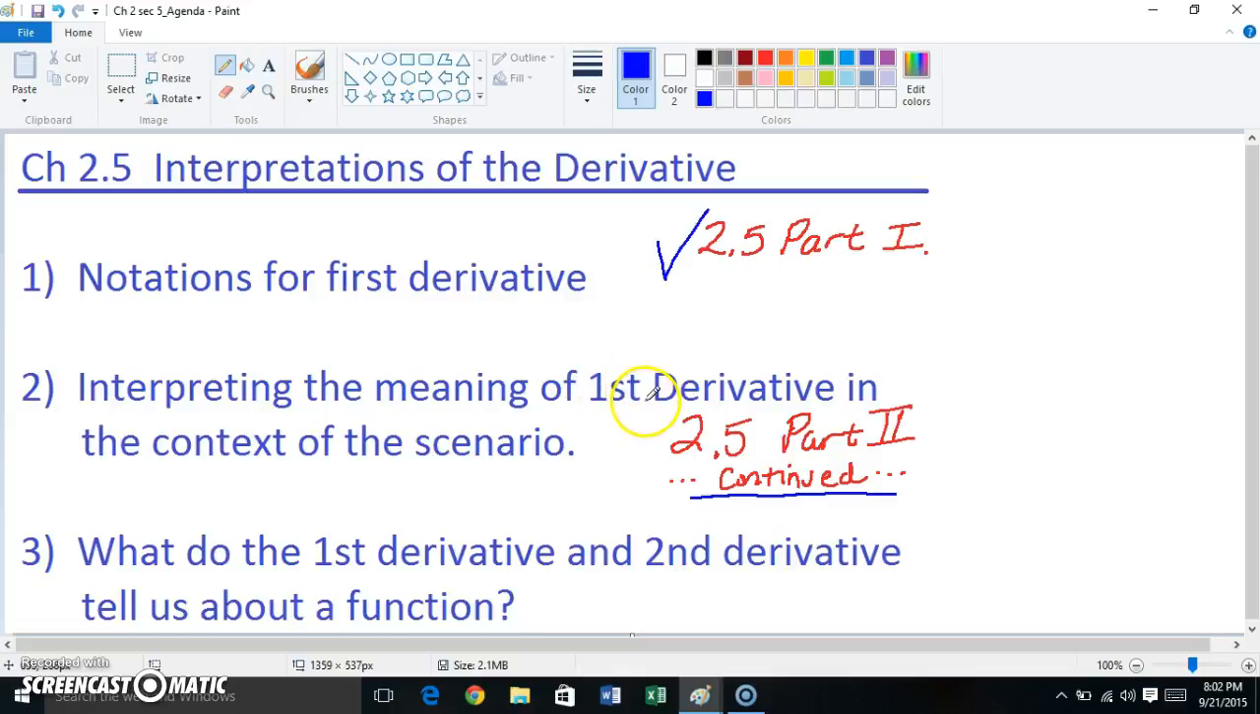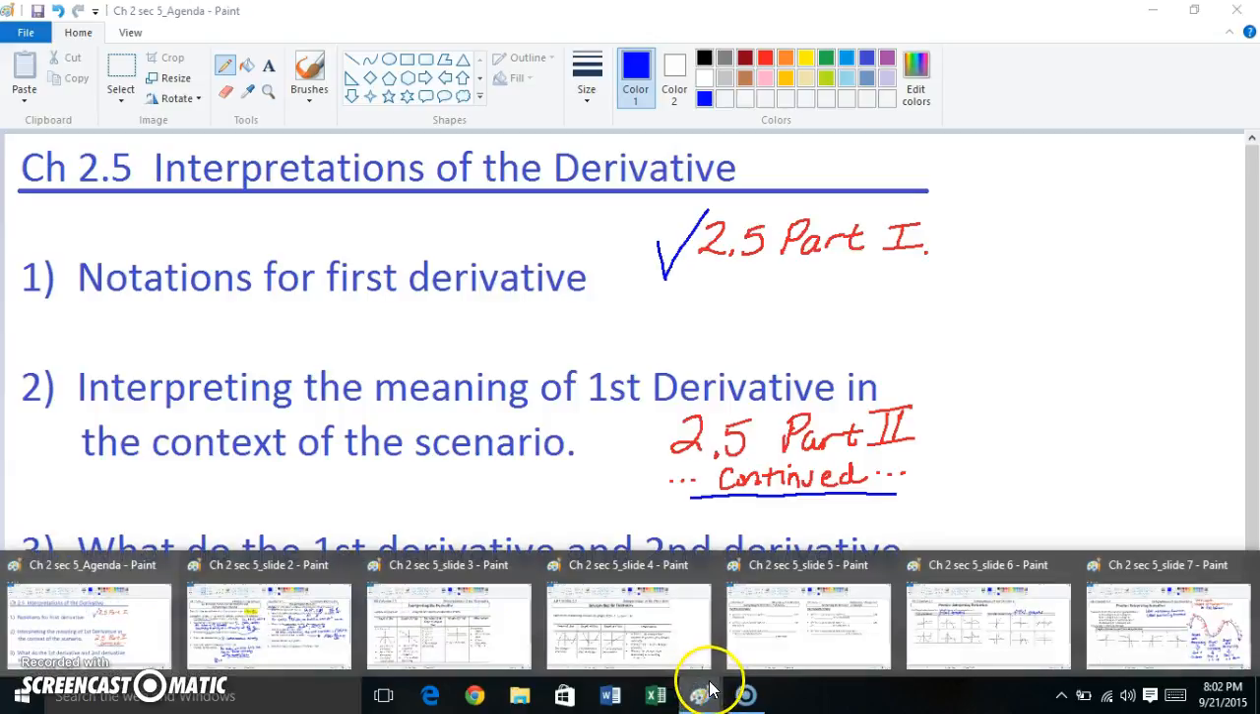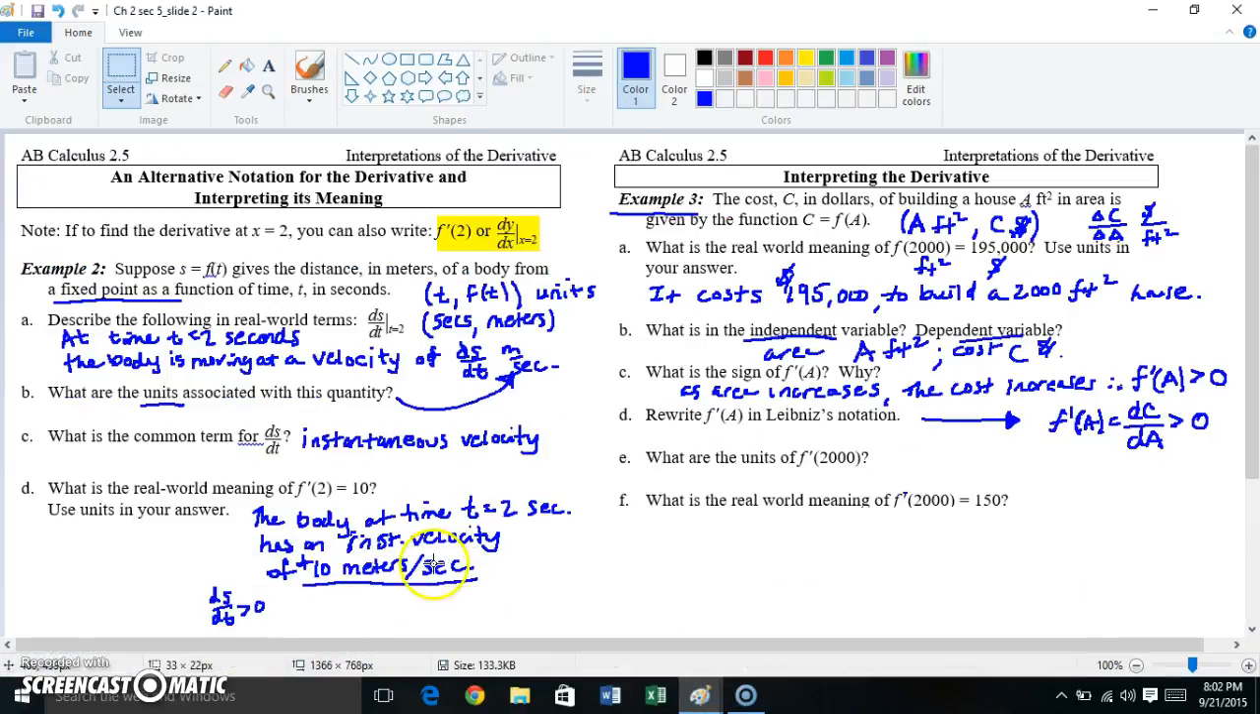Okay, picking up with section 2.5, this is video part 2. I had gotten cut off when we were talking about the cost in dollars of building a house that is A feet squared in area. And so we were at part E. What are the units for f prime of 2000? So the derivative of cost with respect to area has units, dollars per feet squared.